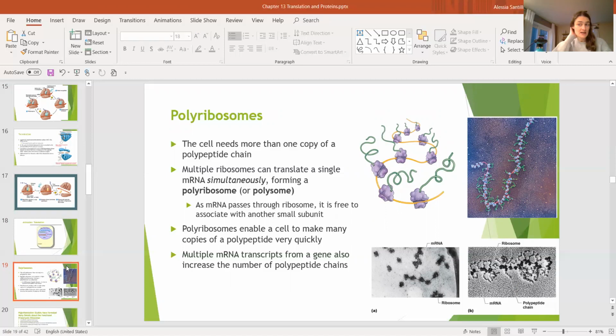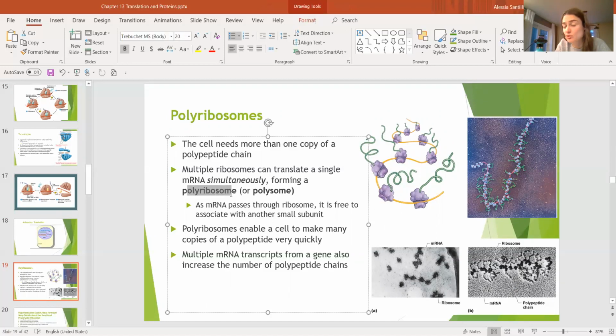So usually, again, our cell just needs more than one polypeptide chain. And so what we do is we use multiple ribosomes to translate one single strand of mRNA. When we do this simultaneously, which happens all the time, we form a polyribosome or a polysome, because there are many ribosomes translating the mRNA all in one go. And you can see this in the electron micrograph. The blue are the ribosomes, the green are the polypeptide chains that are growing out, and the red is the mRNA.